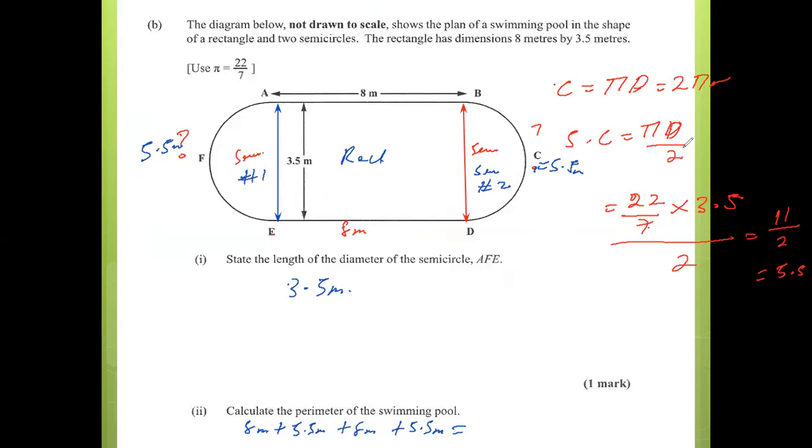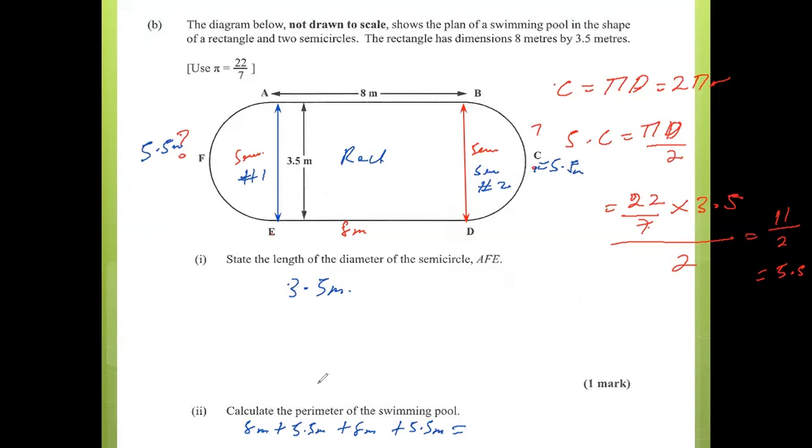Now, remember that the reason why I divide this one by 2 is because I'm finding that of a semicircle. Semi means what? Another name for semi is what? Half, right? So half of whatever. That's why I divide by 2.